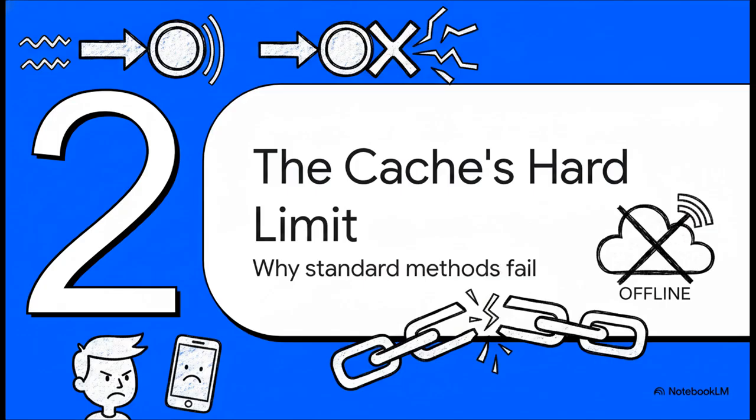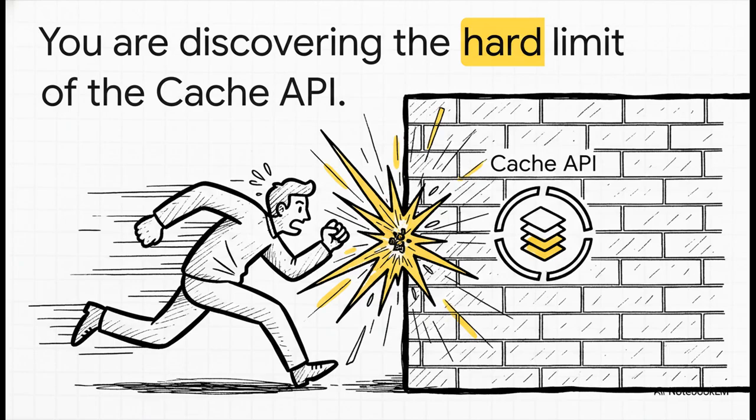Okay, so why does this even happen? I mean, it seems logical, right? If we can cache all the incoming data, why can't we just do the same for the outgoing stuff and just send it later? Well, the answer comes down to a really fundamental limit of the main tool we all reach for when we think about offline. And this is really the moment of truth. If you've ever seen that failed to fetch error when trying to save offline, you have run headfirst into the hard limit of the Cache API.